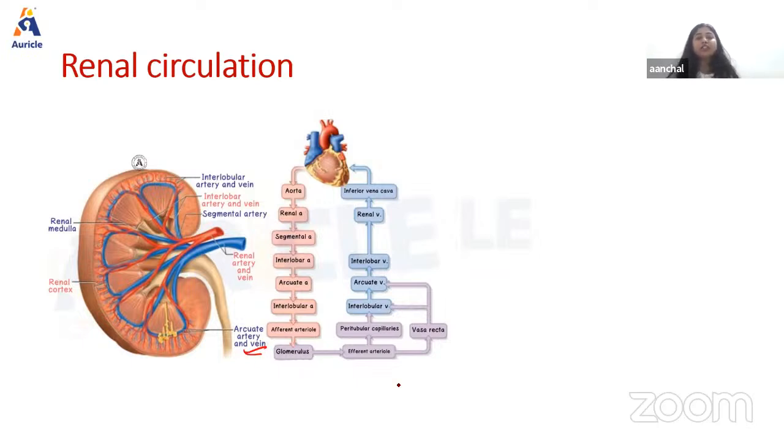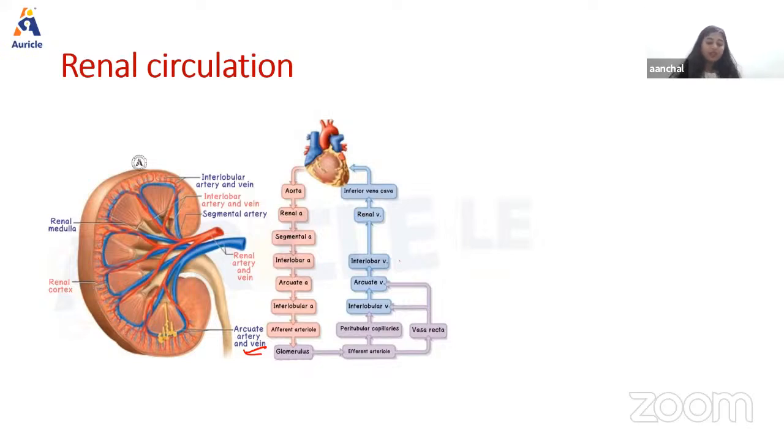And if we look at the exit pathway, from the glomerulus the exit will occur through the efferent arteriole, then from the efferent arteriole to the peritubular capillary, and vasa recta is also associated with it, then interlobular vein, then arcuate vein, interlobar vein, and renal vein, and finally from the inferior vena cava back to the heart.